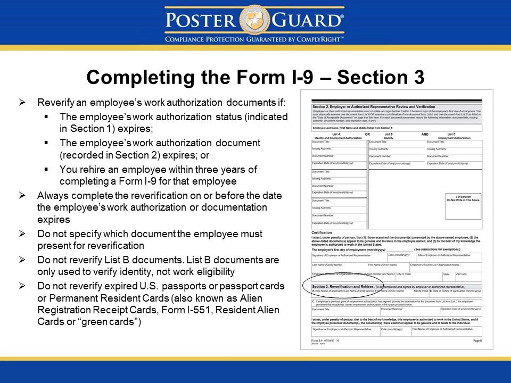That's all that's required. So remember to always complete the re-verification on or before the date the employee's work authorization document expires. This means you should have a system in place for tracking expiration dates and reminders for upcoming re-verifications. You can do it electronically. A lot of people have set up a system electronically with calendar alerts. But if you store your paper forms in a file folder or a binder, another idea is to tab the forms that have upcoming expiration dates and list them by date on a separate re-verification schedule.